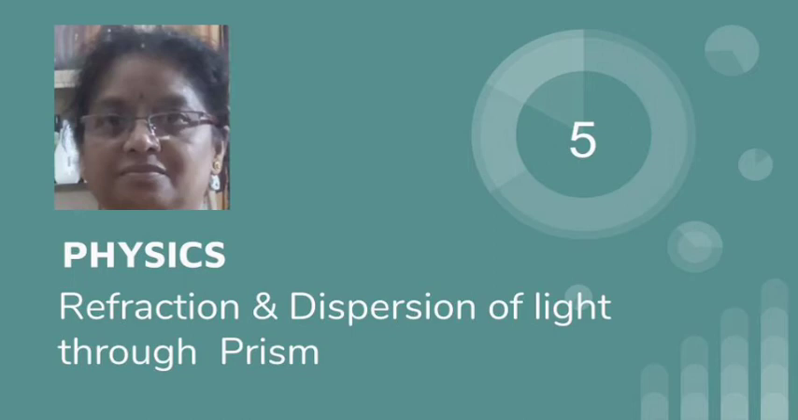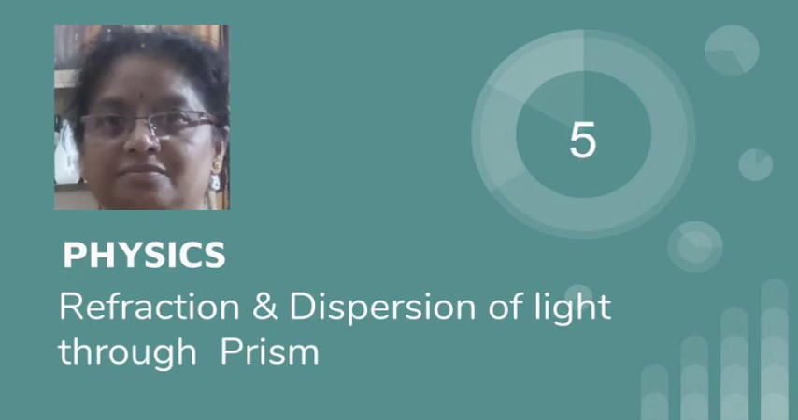The intensity of scattered light varies inversely as the fourth power of wavelength of light, that is 1 by λ to the power 4. As blue color has shorter wavelength than red, blue color is scattered more than the other colors and enters into the eyes, hence the sky looks blue.